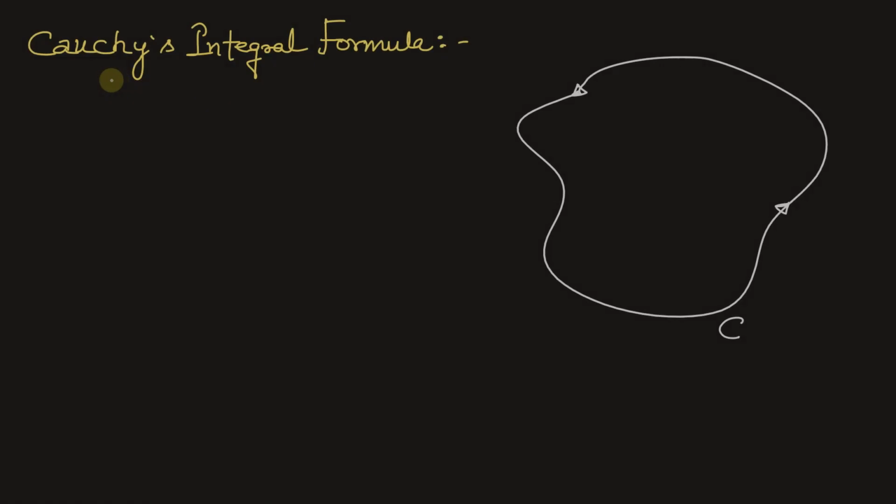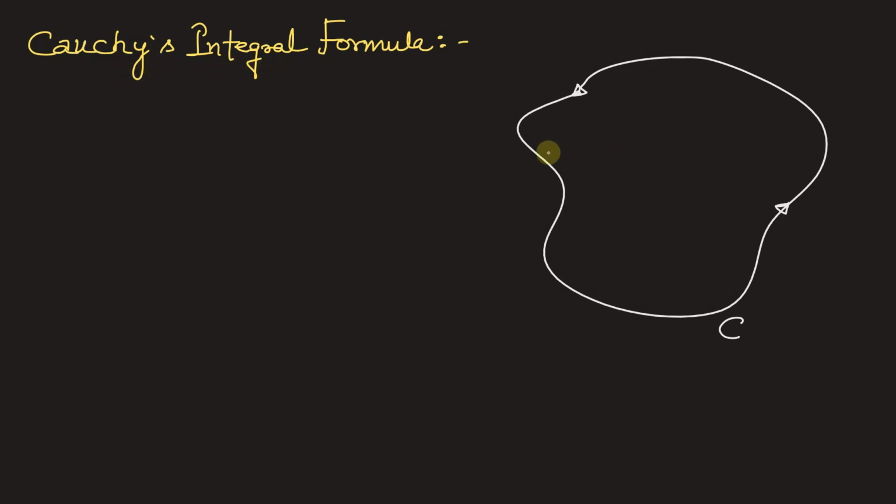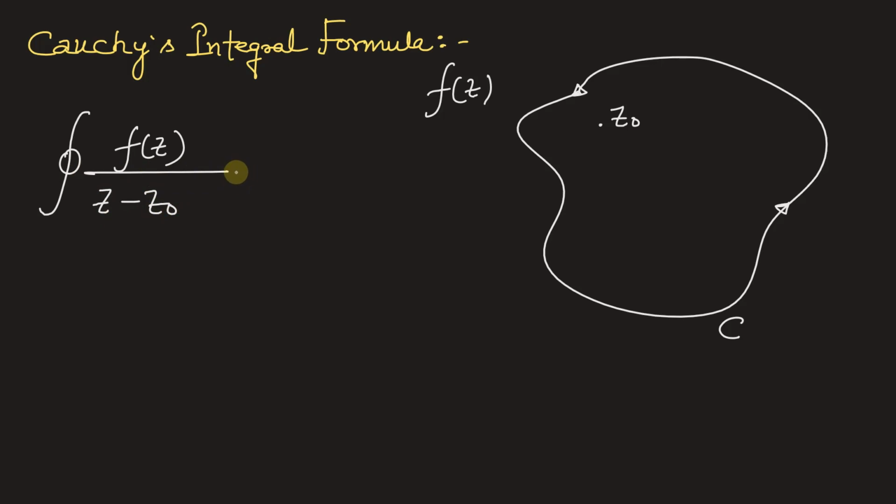So let's first understand Cauchy's integral formula. According to Cauchy's integral formula, if f of z is an analytic function, that means it is differentiable everywhere within and on this closed curve C, and suppose there is a point z0 inside C, then we can write the closed integral of f of z divided by z minus z0 is equal to 2 pi iota f of z0. So this is Cauchy's integral formula.